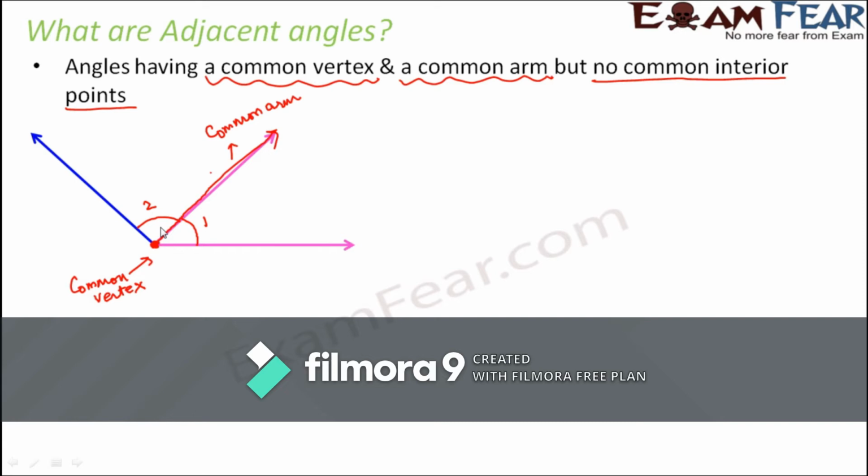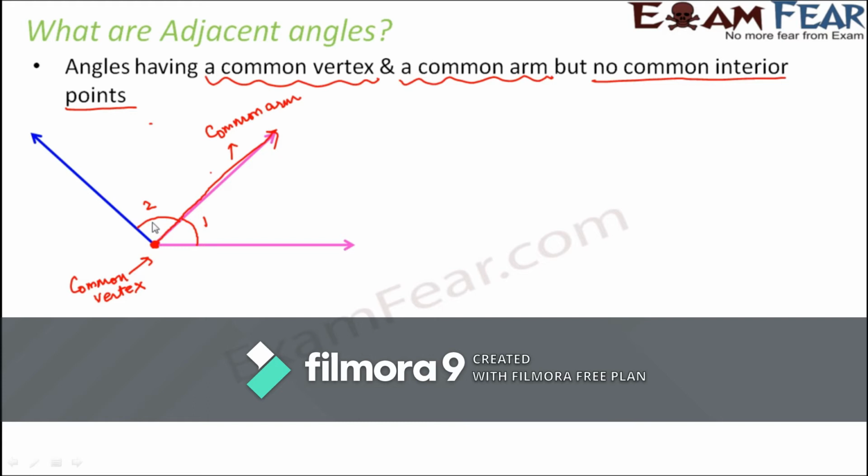So do they have common interior points? Now when you talk about angle 1, where is that location where the interior points would be located? Somewhere in this region. When you talk about angle 2, where would the interior points be located? Somewhere in this region. So do you think that there can be any point which would be common to both 1 and 2? No, because for 1 the region is this and for 2 the region is this. So they will not have any common interior points. Therefore all the three conditions are satisfied, and this proves that angle 1 and angle 2 are adjacent.